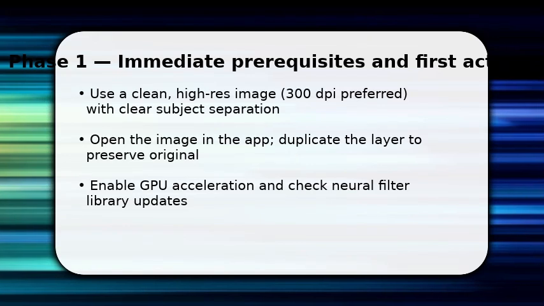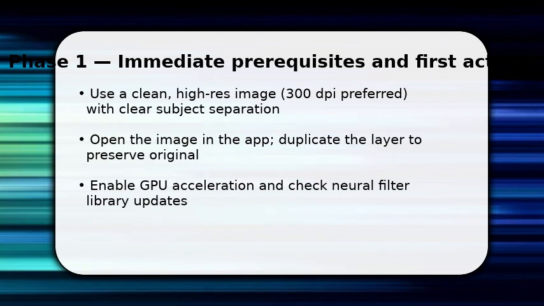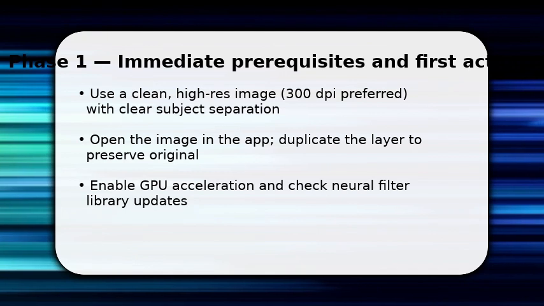Enjoy the video. You start by preparing your file and getting the app ready. Open the image, duplicate the layer, and turn on GPU acceleration so filters run smoothly. Once done, browse the neural filter library and download any missing modules. This ensures you have the latest models.